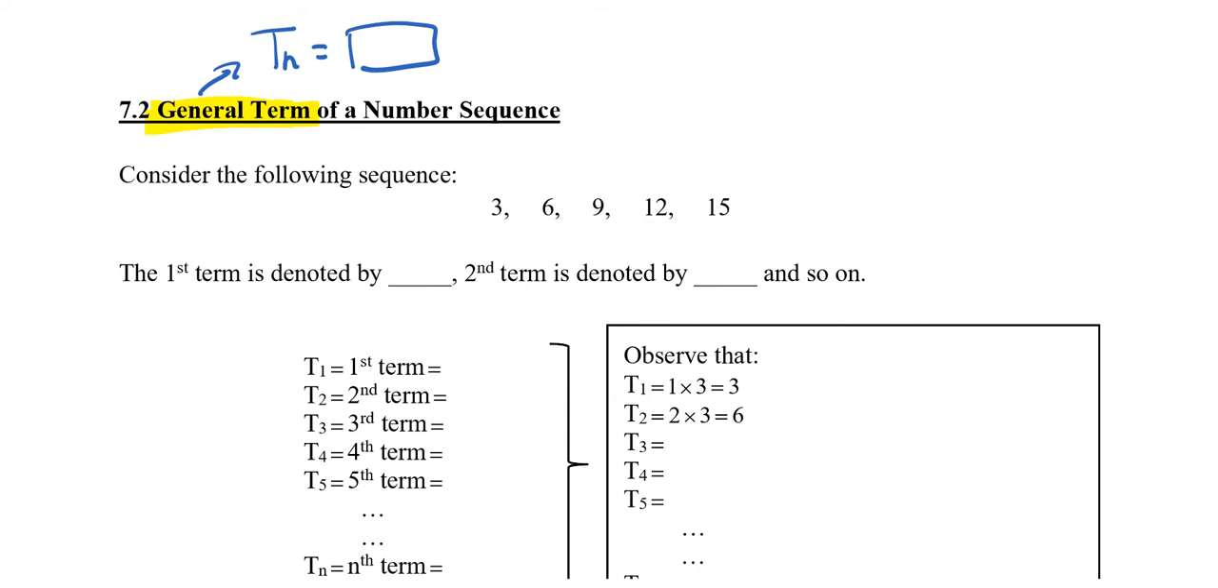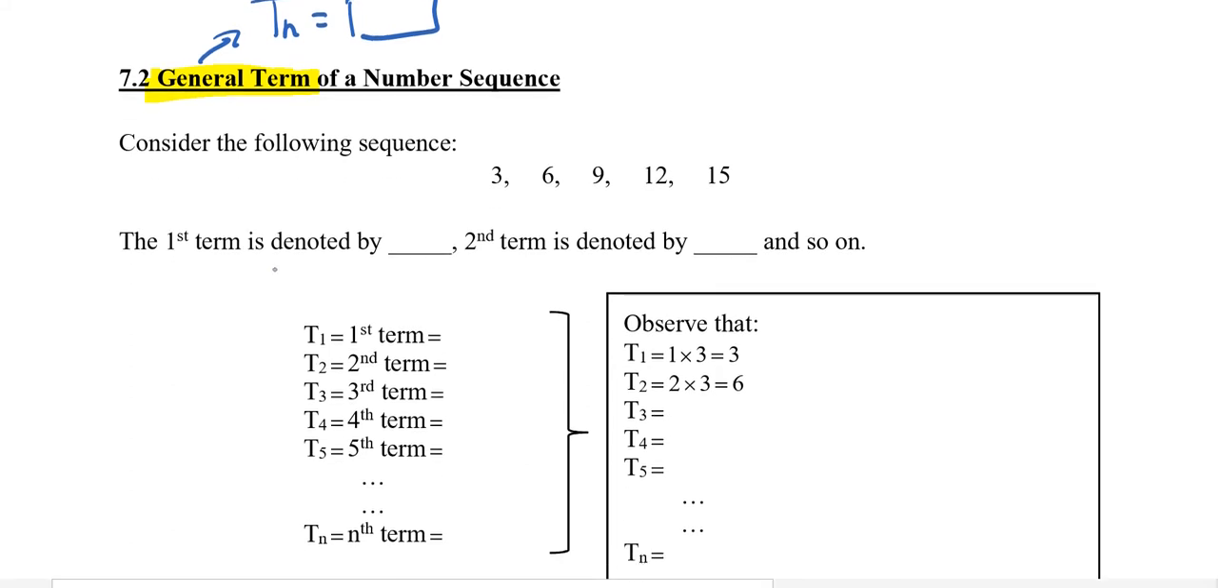Okay, let's try. So term 1 is denoted, means is equal to what? Do you know what the number is? 3. Do you know how to get 3? This is the term 1. Can follow? And the second term is denoted by what? 6. This is like term 2.